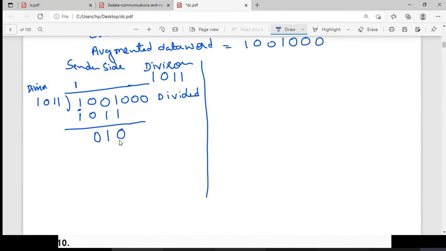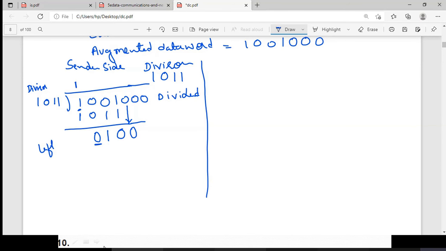Okay, so now I have only 3 bits, but the divisor has 4 bits, so just take one more bit down, that is 0. Now how to start the division? Check the leftmost bit.